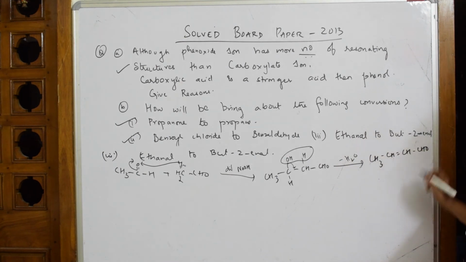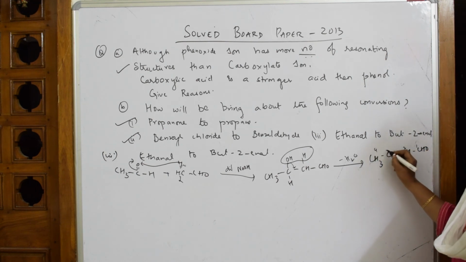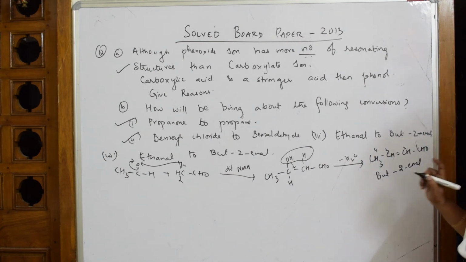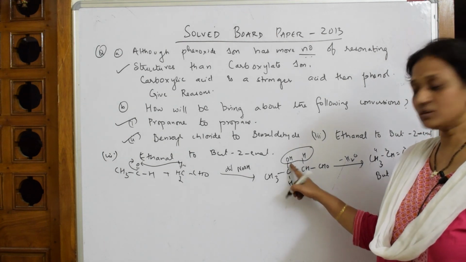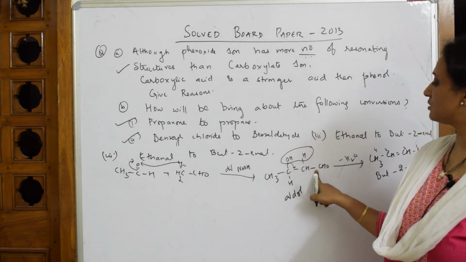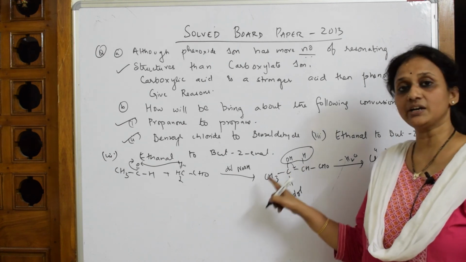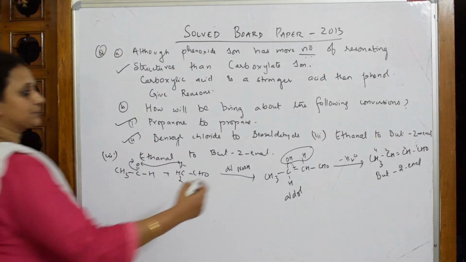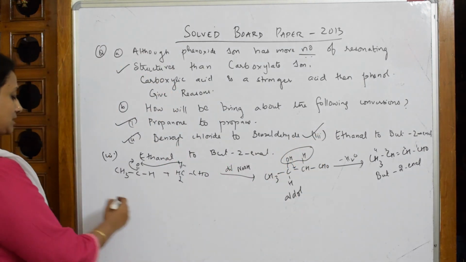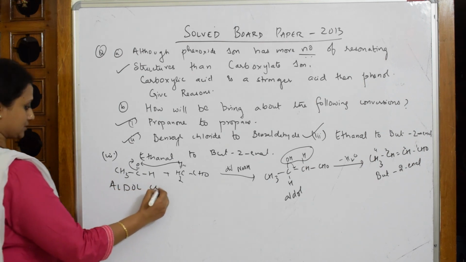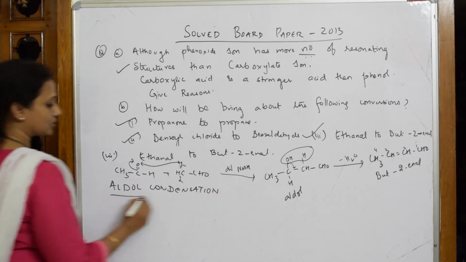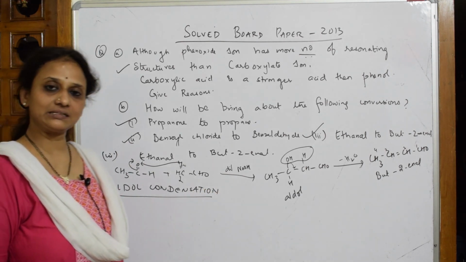So what is this compound? Let us count. 1, 2, 3, 4. So it is but-2-enal. I've already got the required product. Let us name this aldol. 1, 2, 3. 3-hydroxybutanal. Yes. This is your third part. So you can also write here aldol condensation. Right. Let us come back and do the last part of 2013.